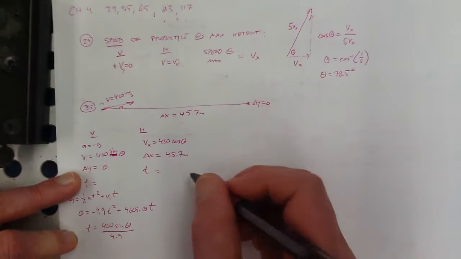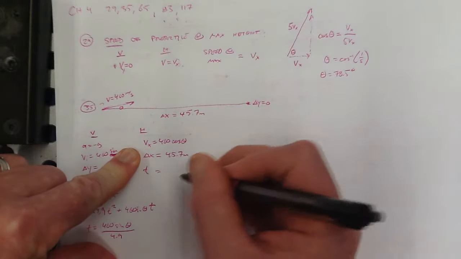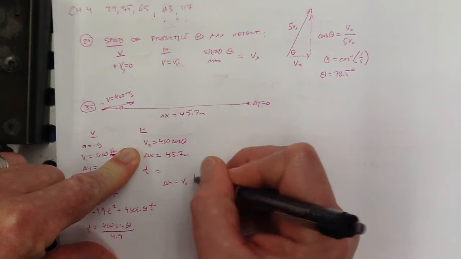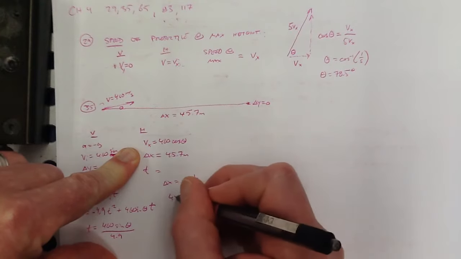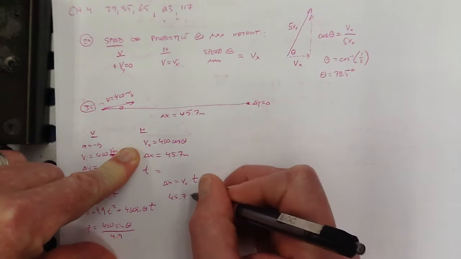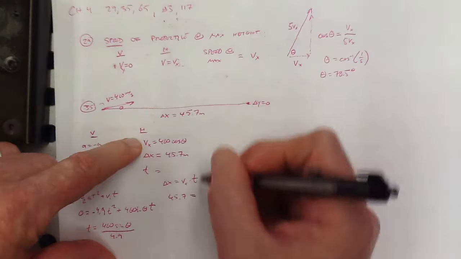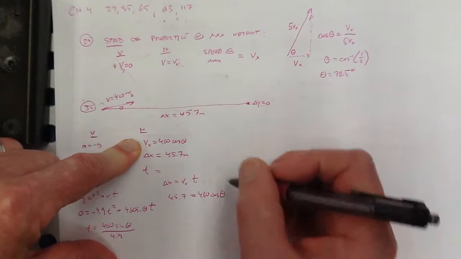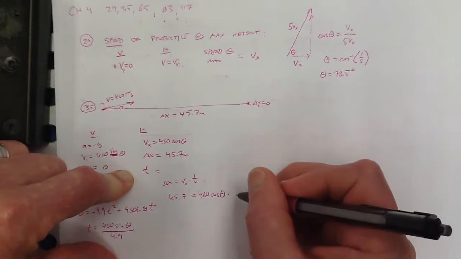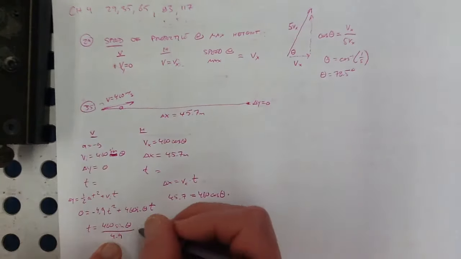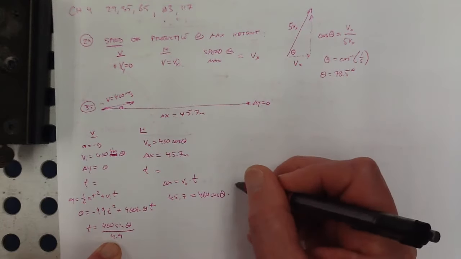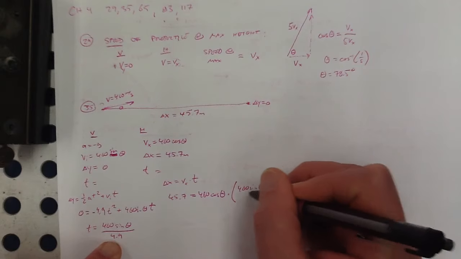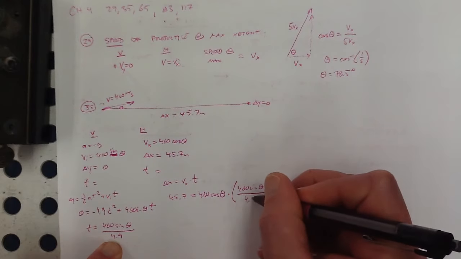And then over here, the relationship is delta x is equal to constant velocity times time. So 45.7 is equal to 460 cosine theta times time. I'm going to go ahead and just make this substitution here: 460 sine theta over 4.9.